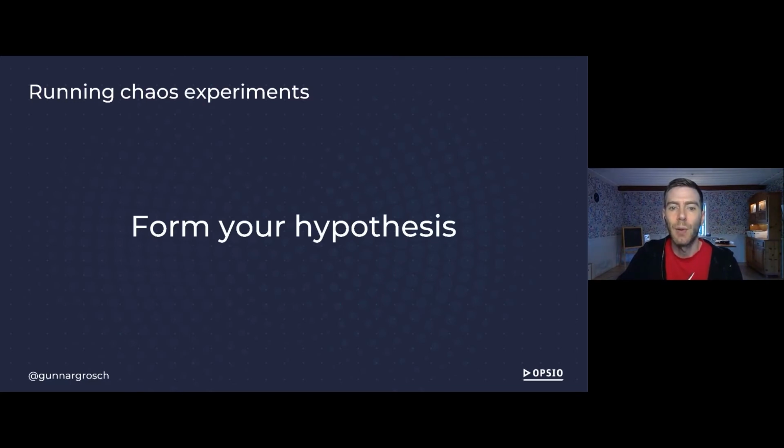Next, we form our hypothesis. And a hypothesis is a proposed explanation made based on limited evidence as a starting point for our investigation. And we use what ifs to find it. What if the primary database goes down? We're using the scientific method of if-then to put our hypothesis together. If this, then that. If the primary database goes down, then we switch to the fallback database.